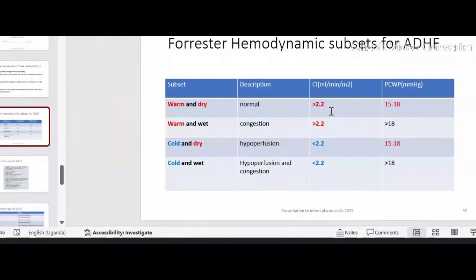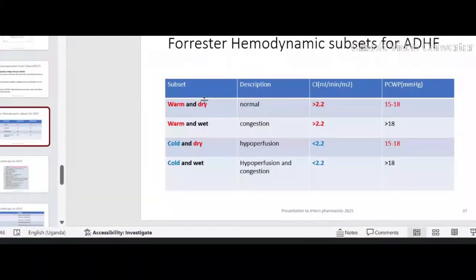Now, this table is very important because heart failure patients, patients who have ADHF, can be described with words like warm, dry, wet, cold. A patient who is warm basically has good perfusion, and the cardiac index is more than 2.2. We talked about cardiac index being cardiac output divided by body surface area, as you can see in column 3. So a patient who is warm has a cardiac index of 2.2 or more and good perfusion.